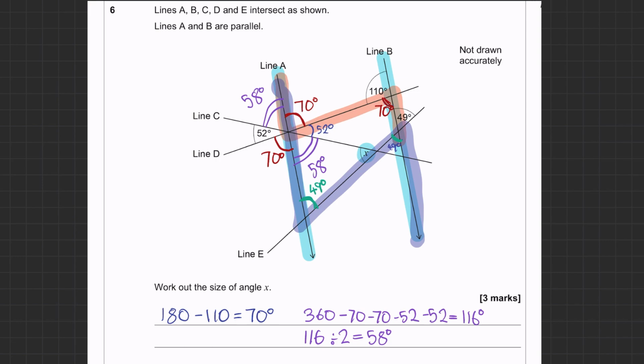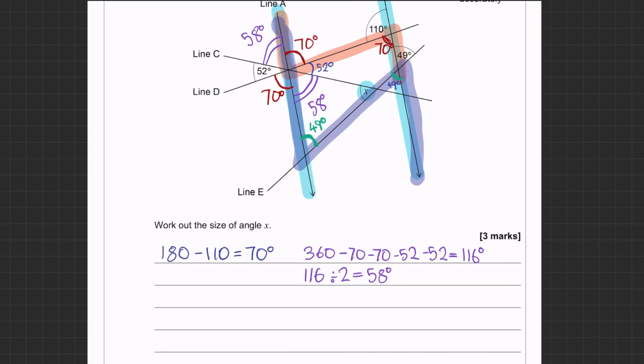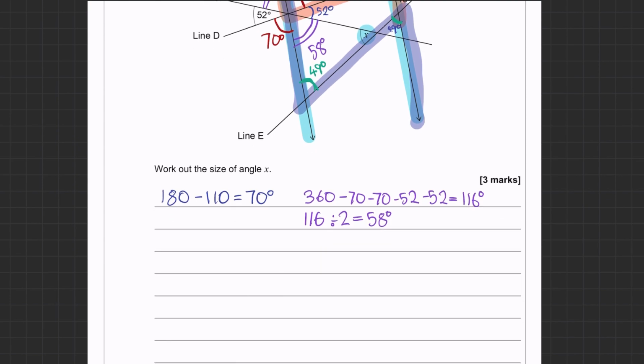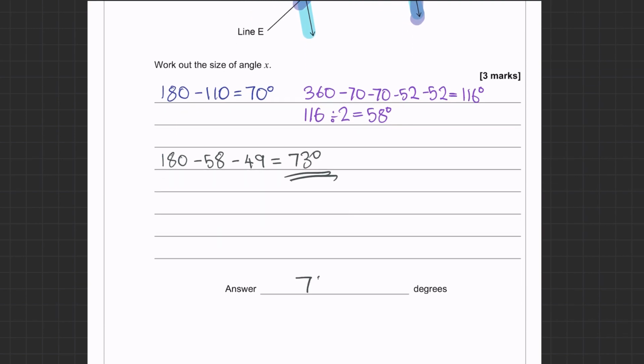Finally then, we've got this angle, and we need to find this angle. Well, we know angles in a triangle add up to 180 degrees. So we can use this last bit of information, I'm going to scroll down the page a little, to say, well, 180, take away the 58 degrees we figured out, take away the 49 degrees we also figured out, will leave us with 73 degrees. And that is our final answer for this question. The angle X equals 73 degrees.